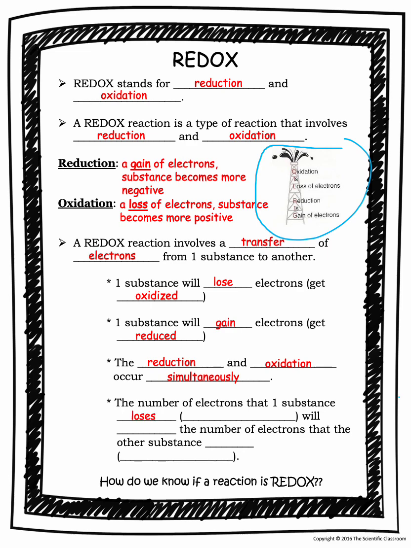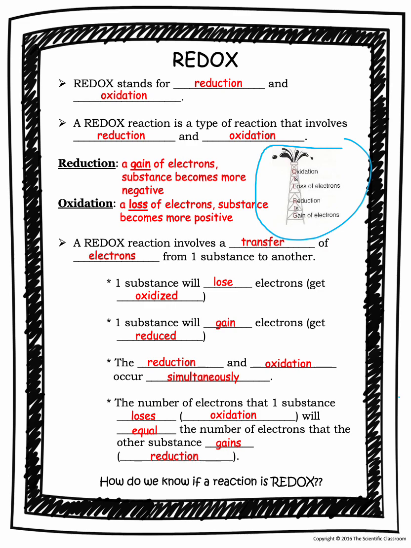The number of electrons that one substance loses, which is oxidation, will equal the number of electrons that the other substance gains, which is reduction. So you cannot lose 5 electrons and have the other substance only gain 2. That's not how redox reactions work. If one substance loses 5 electrons, the reduced substance will gain 5 electrons.